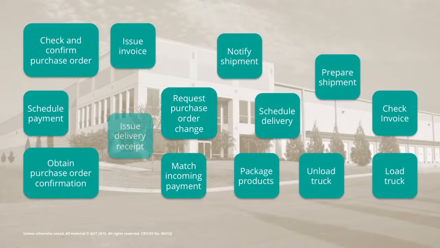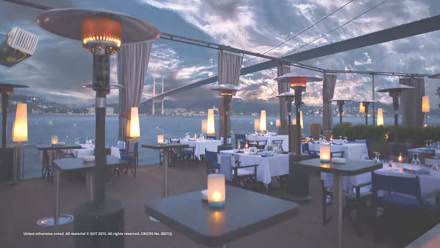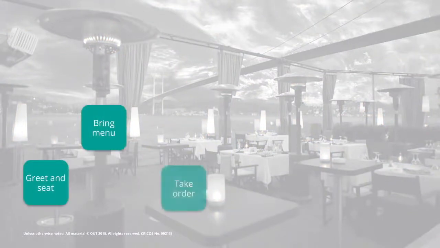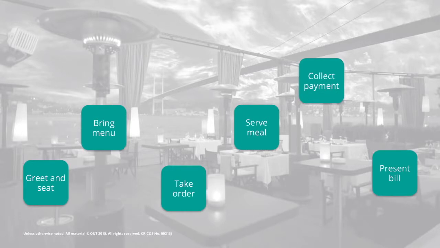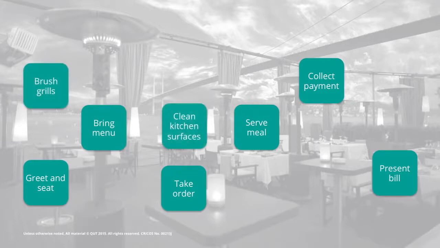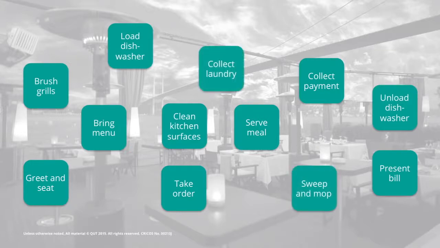This complexity is also evident, though to a lesser extent, in small businesses such as the restaurant down the street. In a restaurant, again, we would have a number of activities that are performed. For example, activities to serve the customer, like greeting and seating the customer, providing the menu, serving drinks and meals, billing the customer, and receiving payment from the customer. In the kitchen, we would have other activities that are required to maintain the kitchen, such as brushing the grills, sweeping and mopping the floor, loading and unloading the dishwasher, collecting the laundry, etc.